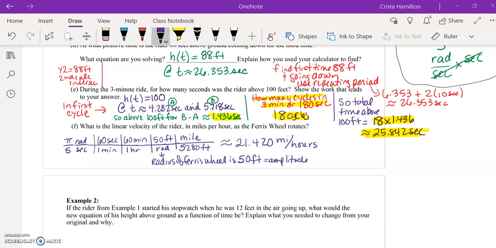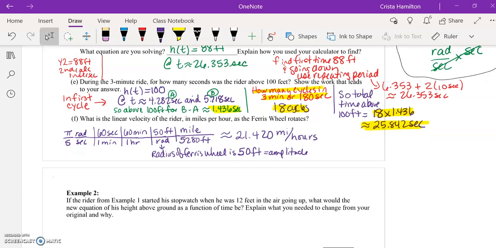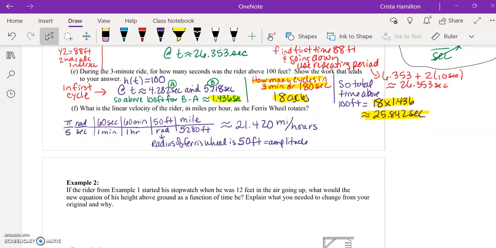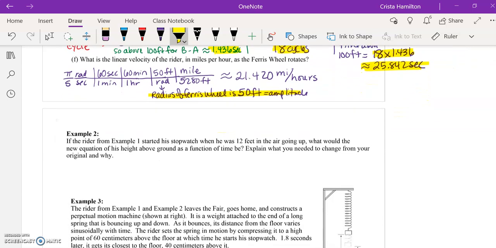All right, so here you go. You can check your answer, and I do think that's quite fast moving around this Ferris wheel. It'd be interesting to see what the actual speeds of Ferris wheels are, because I feel like that's quite a bit. We're going 21 miles per hour, zipping around that Ferris wheel. The one key thing to pay attention to was that the radius of the Ferris wheel was 50 feet, and that's where I got 50 feet per radian.